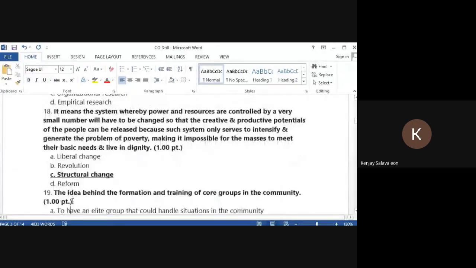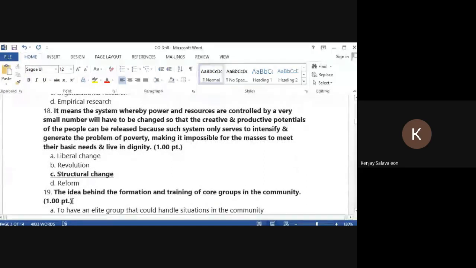18. It means that the system whereby power and resources are controlled by a very small number will have to be changed so that the creative and productive potentials of the people can be released, because such a system only serves to intensify and generate the problem of poverty, making it possible for the masses to meet their basic needs and live in dignity. Ayan. The correct answer is structural change. Okay. They're just changing the structure present in the community.